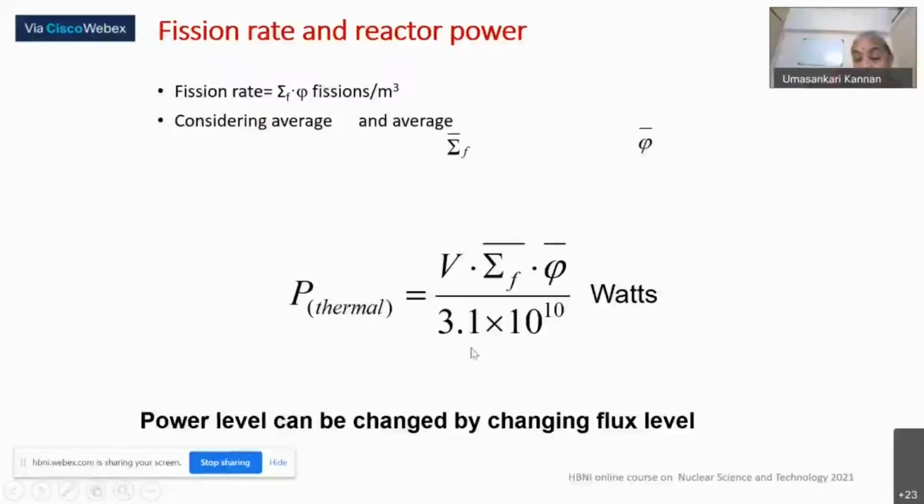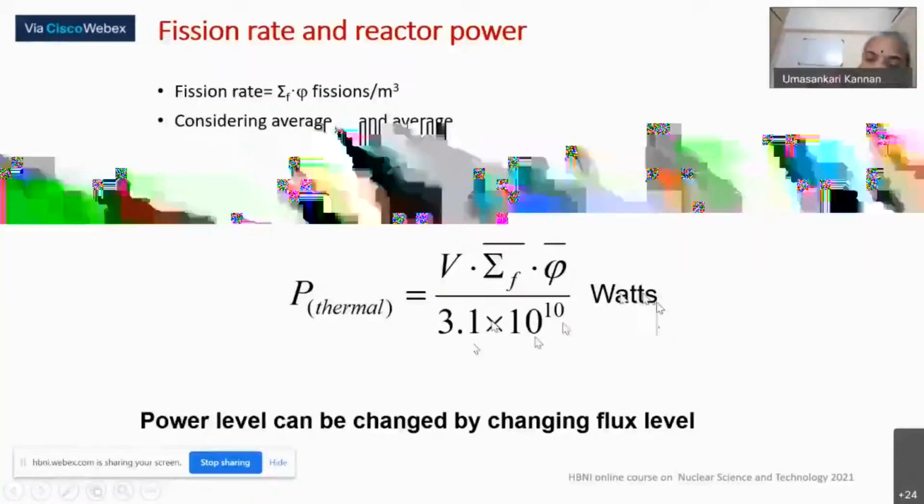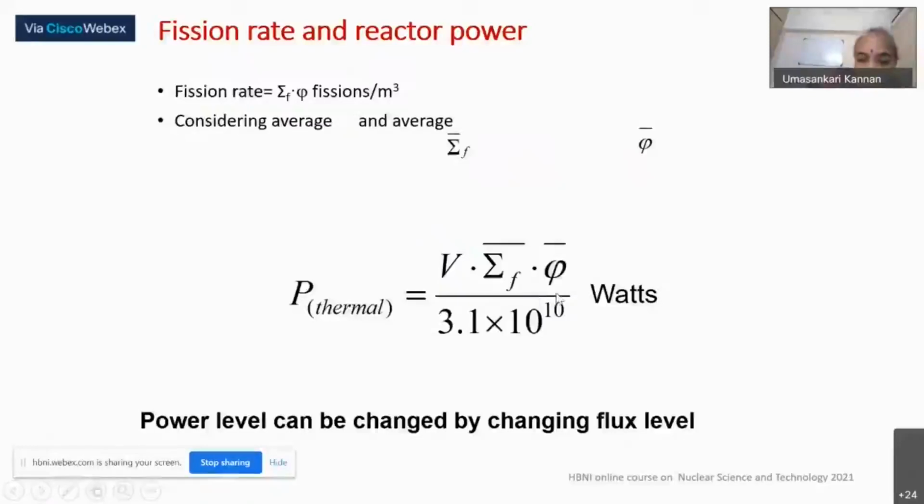And then we have already told you in my first lecture that to produce 1 watt of fission power, you require 3.1 into 10 to the power of 10 fissions. This can be calculated from the 32 picojoules, which I have told you. So P thermal is nothing but V into sigma F into phi, the reaction rate due to the fission reactions. This is averaged over the energies, and this is the average flux. So you can directly see that if the flux is changing, the power could change. If I keep on increasing the flux, then we can change the power. So the power level can be changed by changing the flux level.